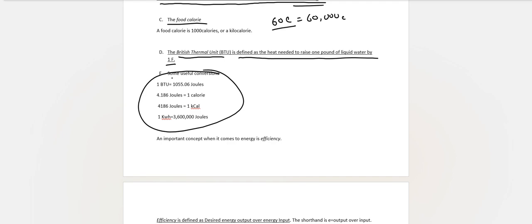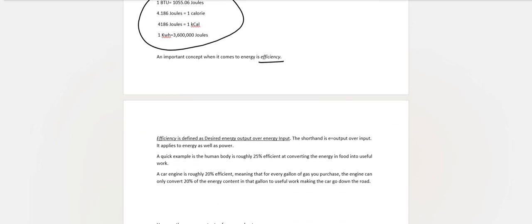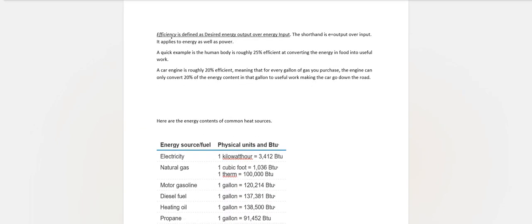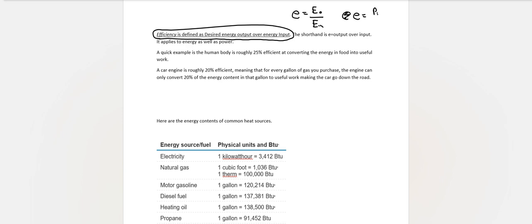Another important thermodynamic concept is efficiency. I've defined it here. It's your desired energy output over your energy input. So in equation form, your efficiency is equal to your energy out divided by your energy in. It also works for powers. If you know power outputs and power inputs, your efficiency is equal to your power output divided by your power input.